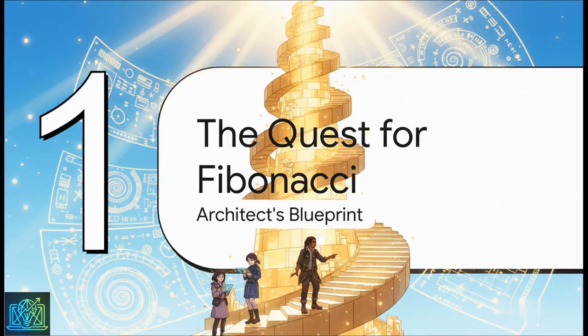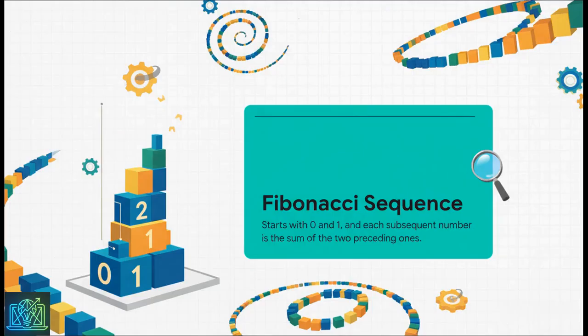Our mission today is to figure out the architect's blueprint for the legendary Golden Tower, and this whole blueprint is built on a magical set of numbers called the Fibonacci sequence. To even think about climbing this tower, we've got to understand how it's built, step by step. So, what is the big secret to building this tower?